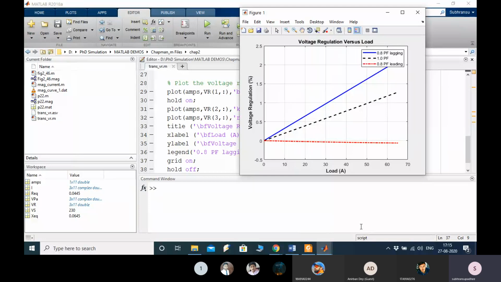Similarly, voltage regulation of a transmission line you can also do, voltage regulation of alternators you can also do. Here I am doing the voltage regulation of the transformer only.